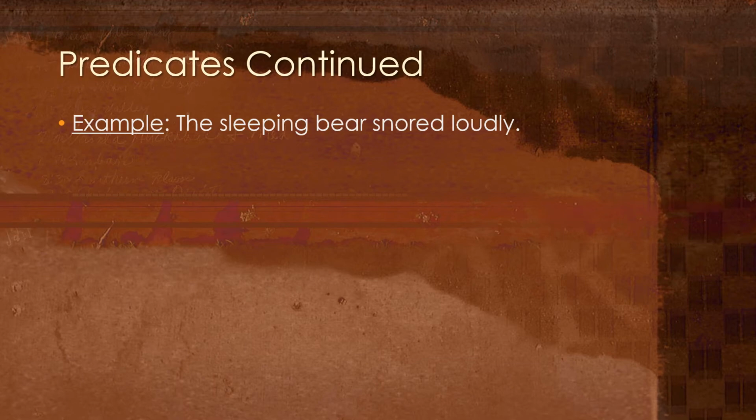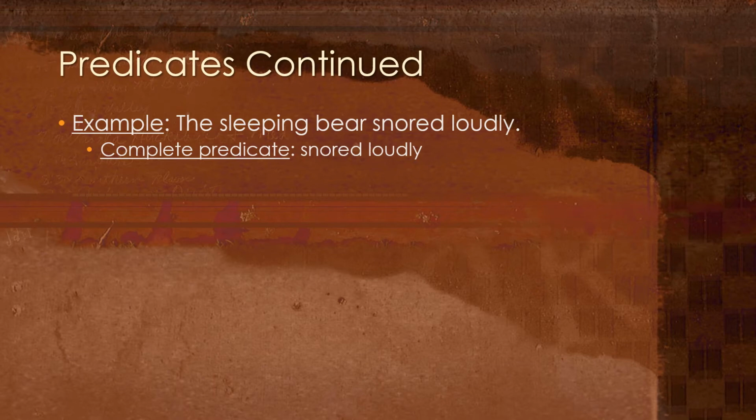Our complete subject for this sentence is going to be the sleeping bear. We know that is the noun in the sentence that's performing an action. And just like we had with the chocolate cake, you can almost divide the sentence right down the middle. If we know that the sleeping bear is our subject, we move it out of the way. And for our complete predicate, we're left with the rest of the sentence, snored loudly.